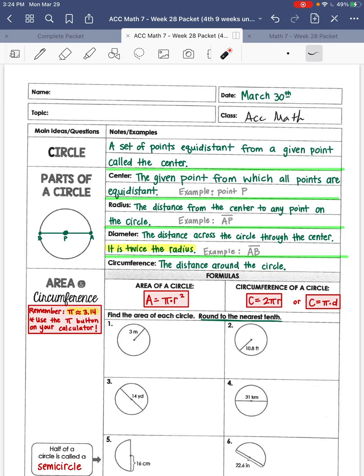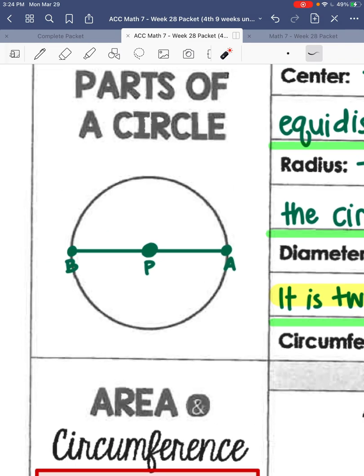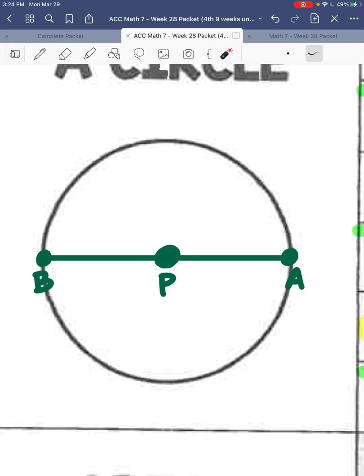The diameter is the distance across the circle through the center. So it goes all the way across. And it is twice the radius. It's always 2 times the radius. So if I look at this line segment AB or BA, that is a diameter for this circle here. It goes all the way across and it goes through the center.